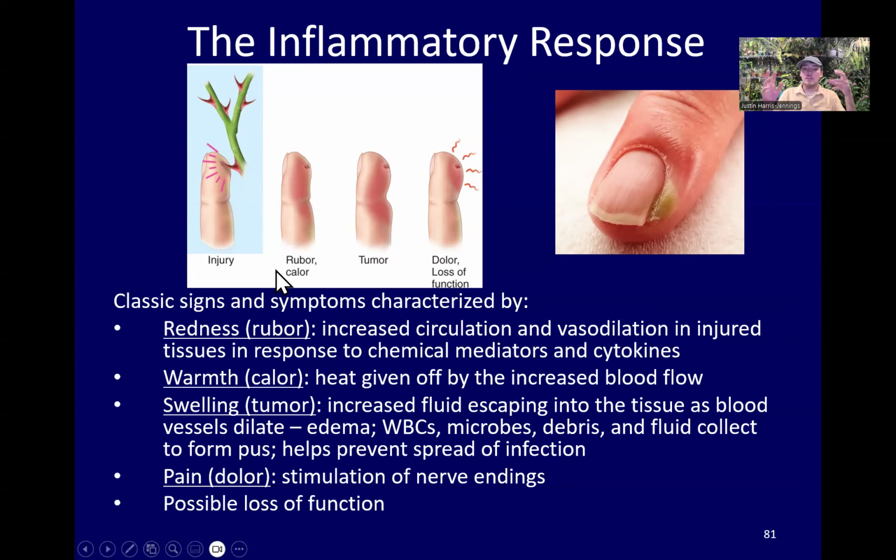You also have swelling. You have increased fluid, and because of the increased circulation, you also have increased white blood cells being recruited into the site of infection. And then you also have debris. It's kind of like a war zone that's happening, and it makes a lot of trash. All of that together creates this swelling. And then you have pain. That pain is a result of the damage and the signals happening around your tissues, which are innervated with nerve endings.